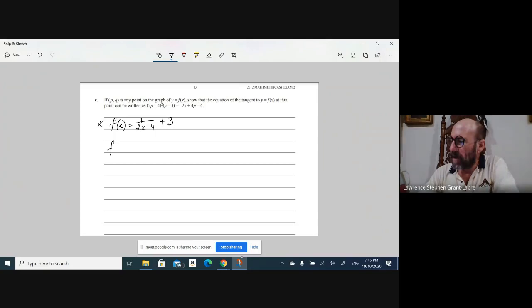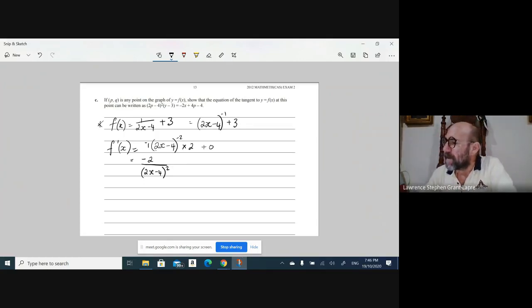What we've got here, we had the derivative, so let's just look at this again. 2x minus 4 to the negative 1, plus 3. So the derivative is negative 1, 2x minus 4 to the power of negative 2, times by 2, plus 0. The derivative of 3 is plus 0. So we've got negative 2 over 2x minus 4 squared. That's the derivative.